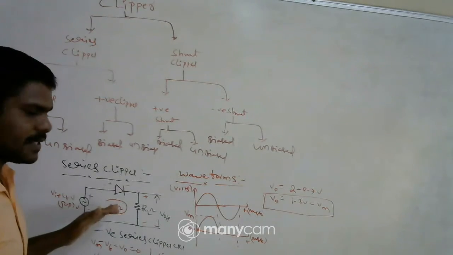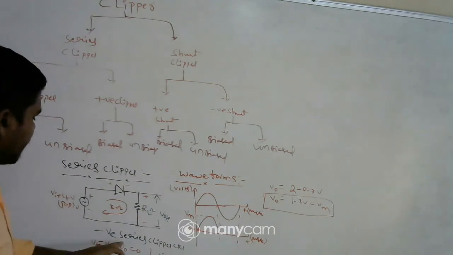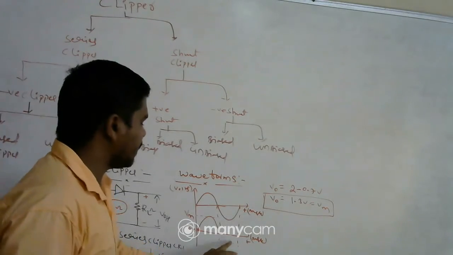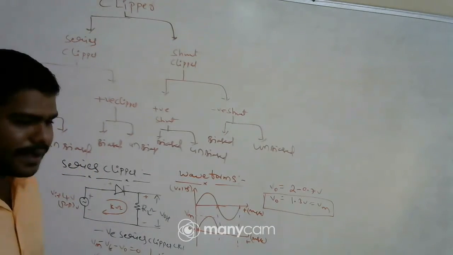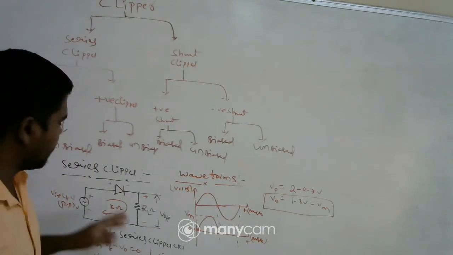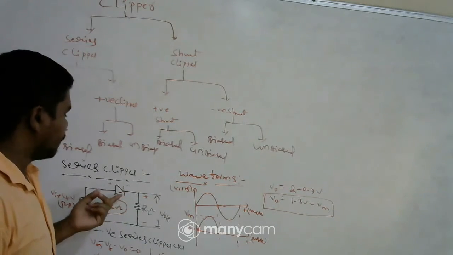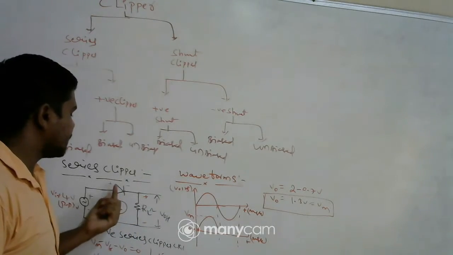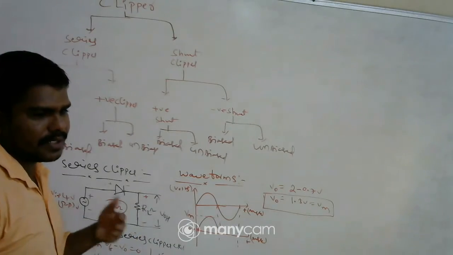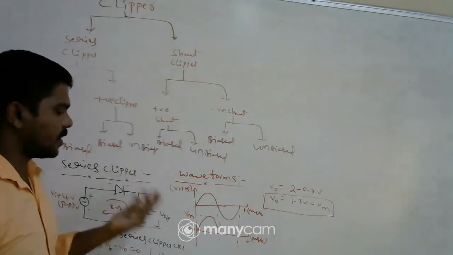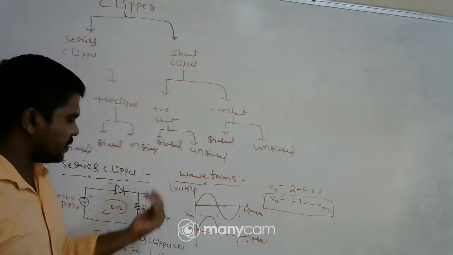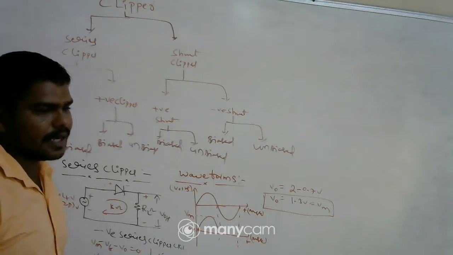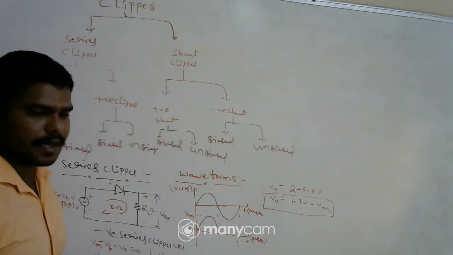This is a series clipper circuit, a negative series clipper circuit, because we are removing the negative part. We are saying this one is a negative series clipper circuit because we connected the diode in series with a load resistor. That's why we say this is a series clipper circuit. Whichever part we cut or remove, the circuit is called by that name: negative series clipper circuit.